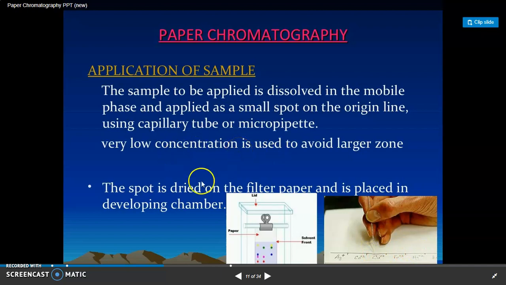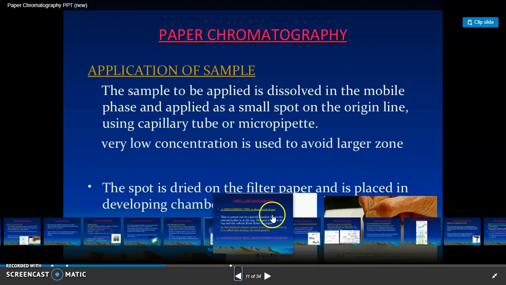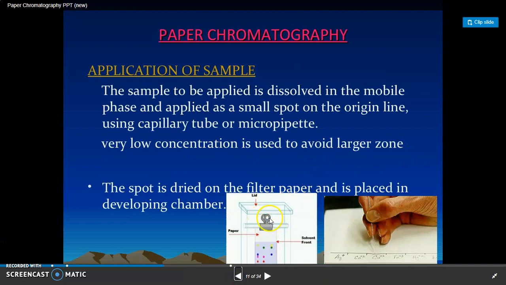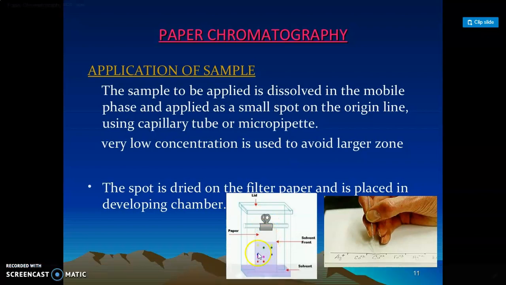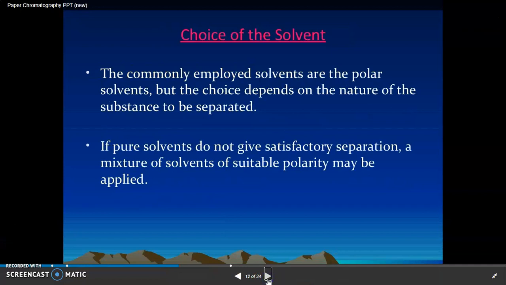Okay, so next the spot is dried, and the filter paper is placed in the developing chamber. In last week's class we already discussed what a developing chamber is. This is a chamber made of plastic or glass, which has a lid for its coverage, and you can dip the paper using a clip like this shown in the figure. Here in the figure you can see a paper clip. Using this clip, the paper can be hung in the developing chamber, and in that chamber the suitable solvent is already poured.